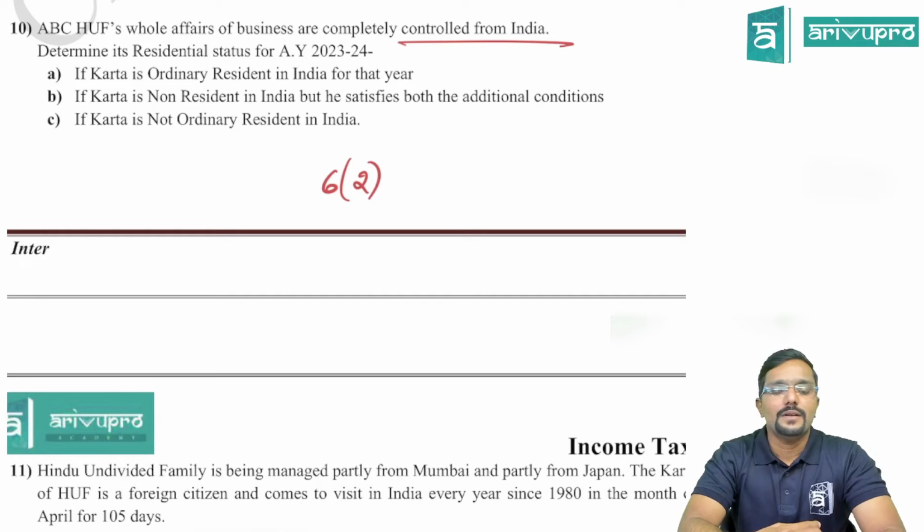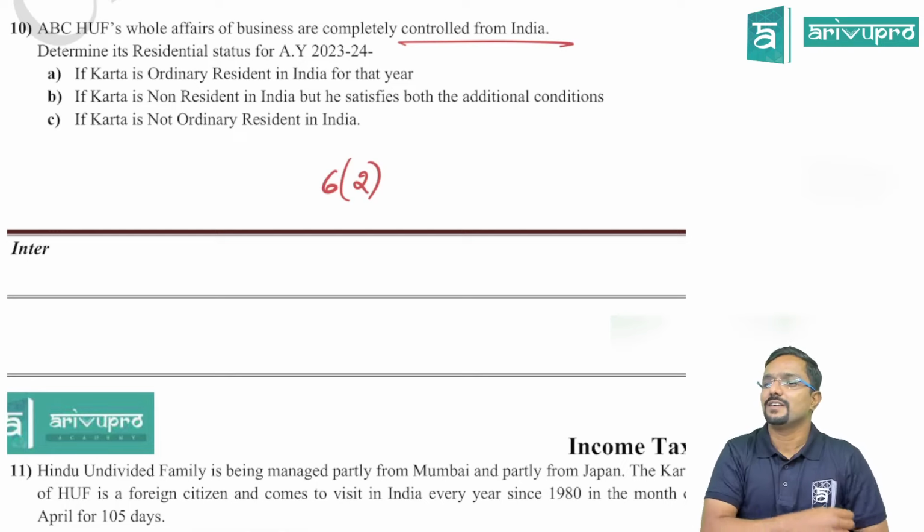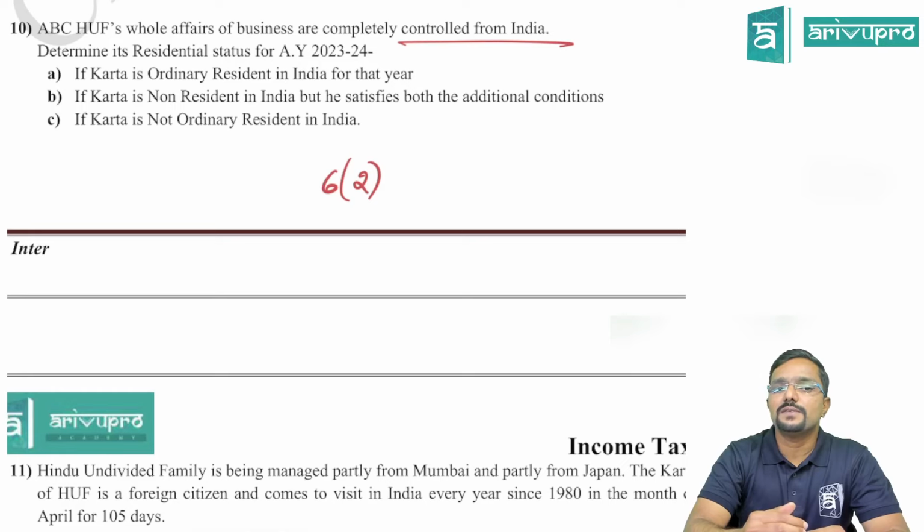Take down. Third one, C. Karta would become not ordinary resident if he fails to satisfy both the conditions given under section 6.6.